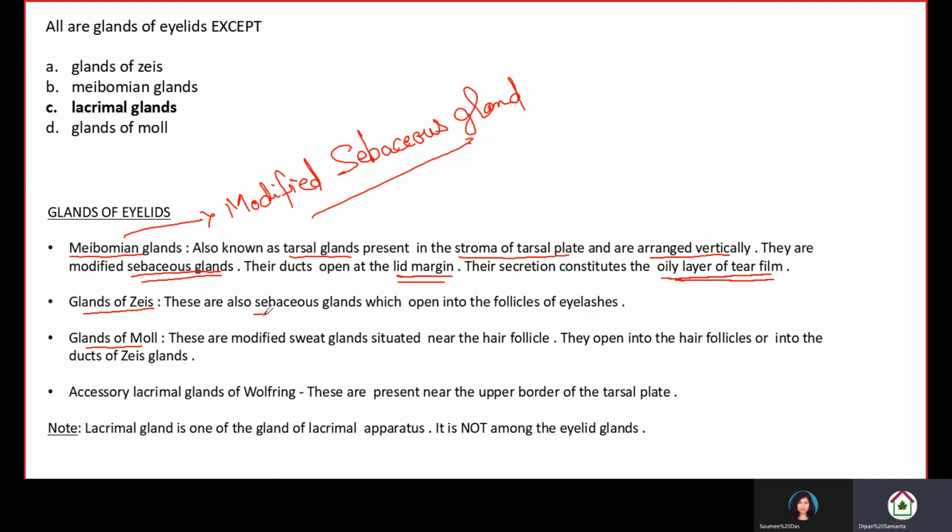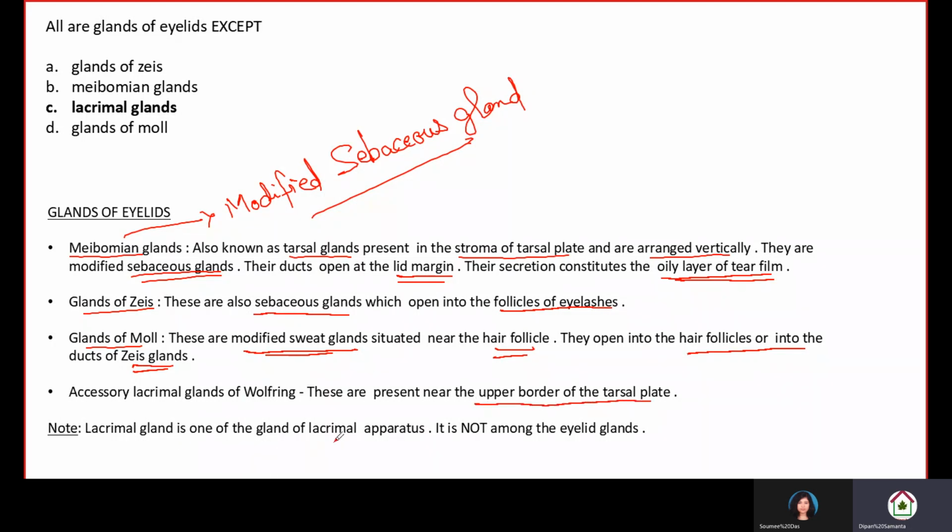Glands of Zeis, they are also sebaceous glands opening into the follicles of eyelashes. Glands of Moll are modified sweat glands, not sebaceous glands. They are situated near the hair follicle and open into the hair follicle only, or into the glands of Zeis. And the accessory lacrimal glands of Wolfring are present near the upper border of the tarsal plate.